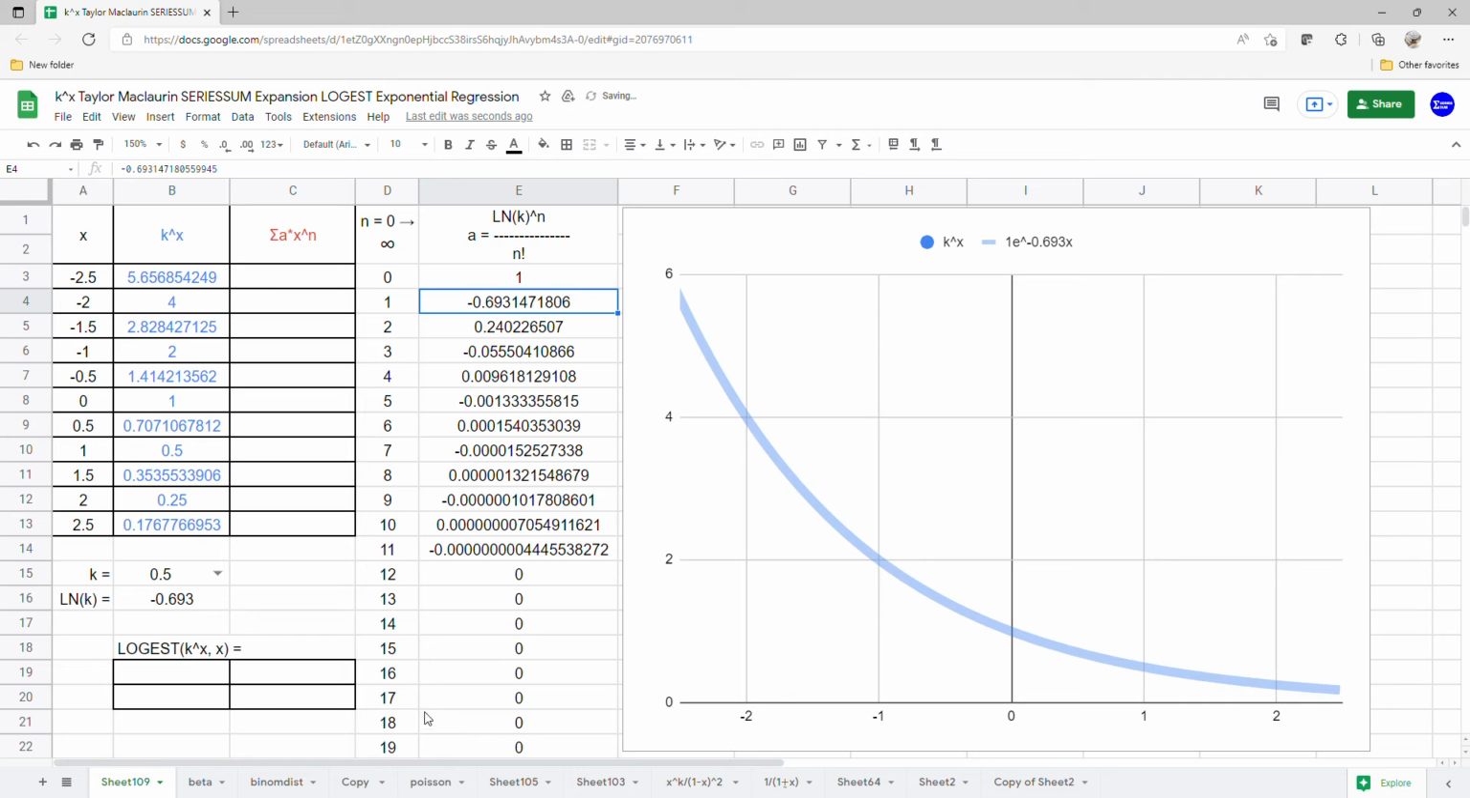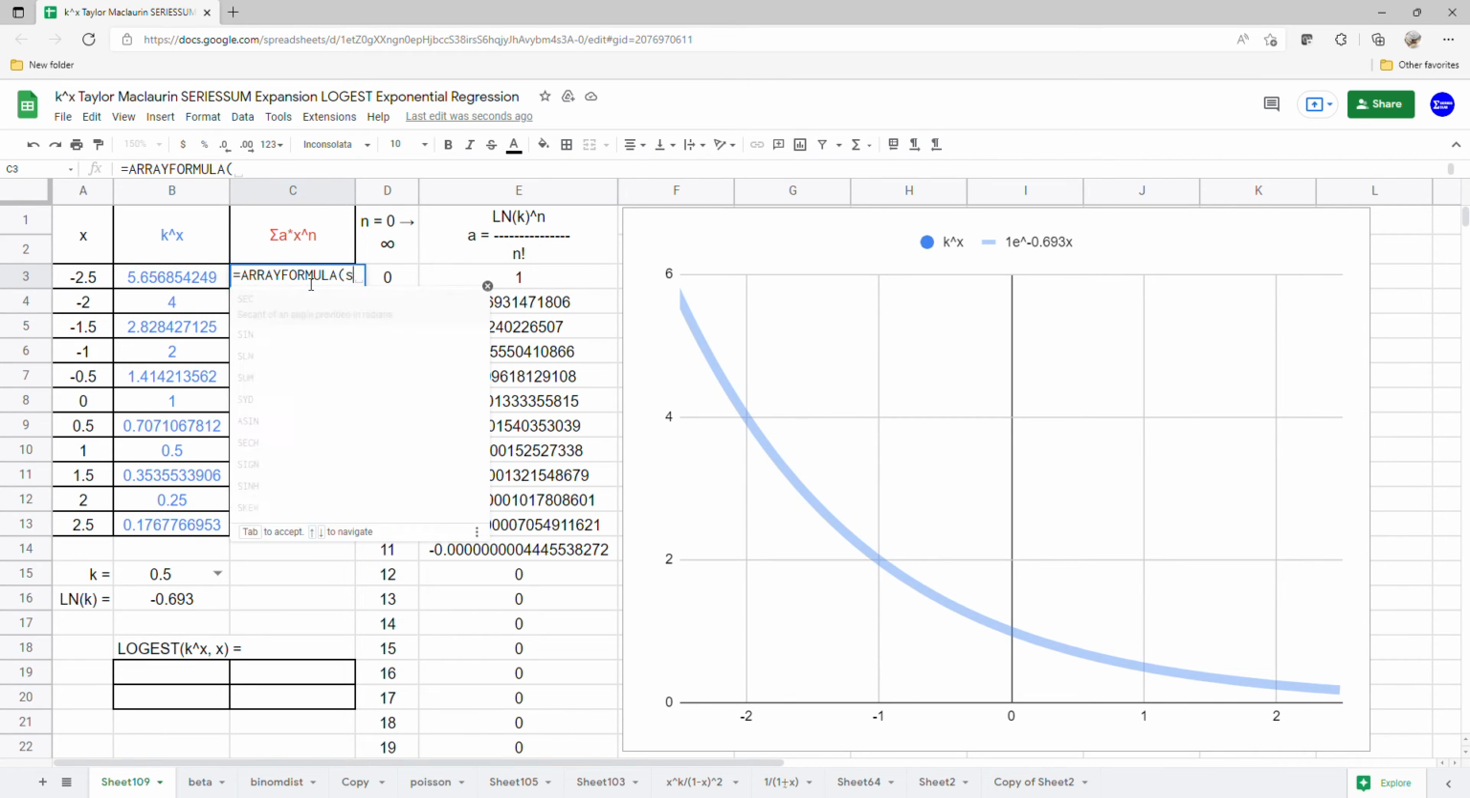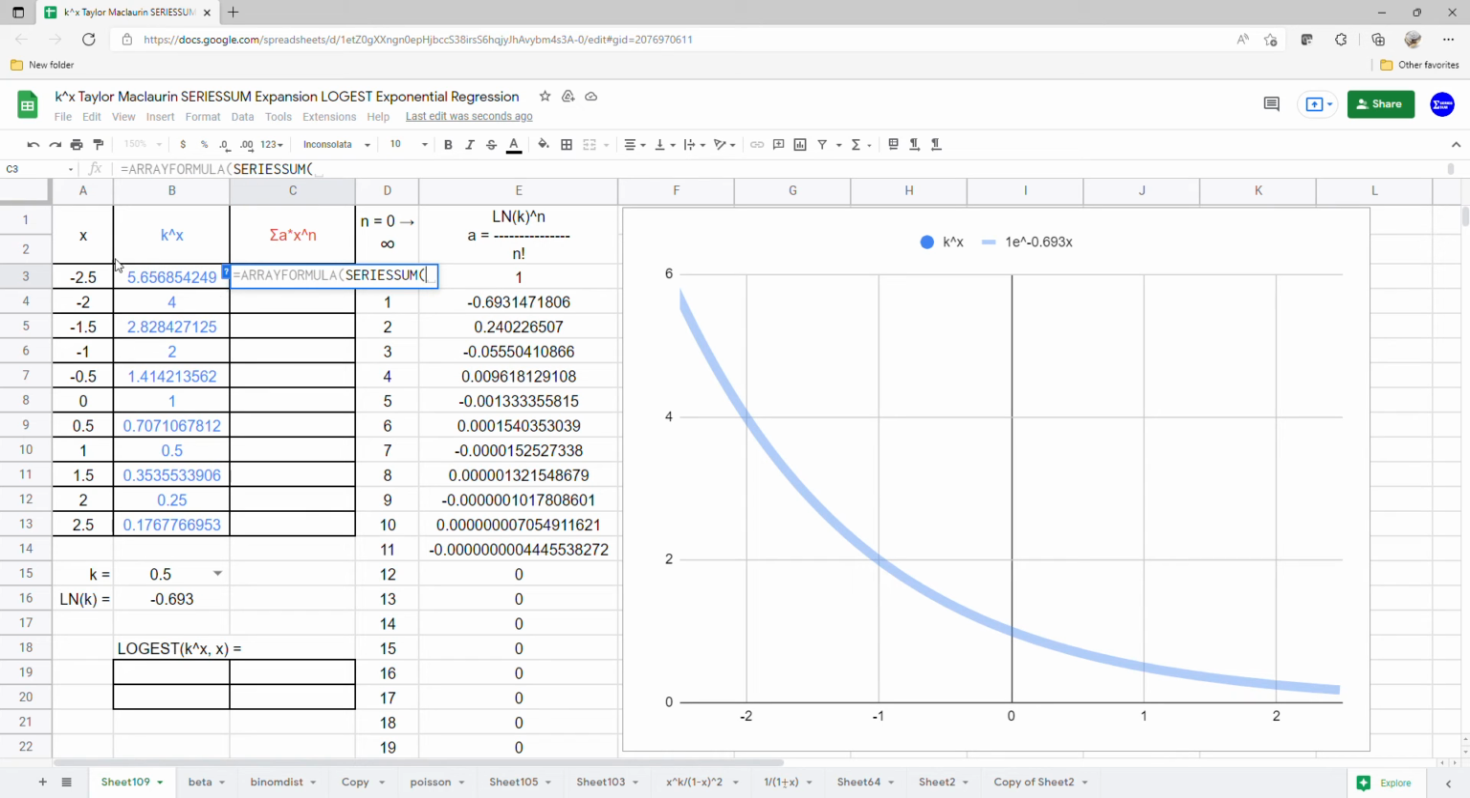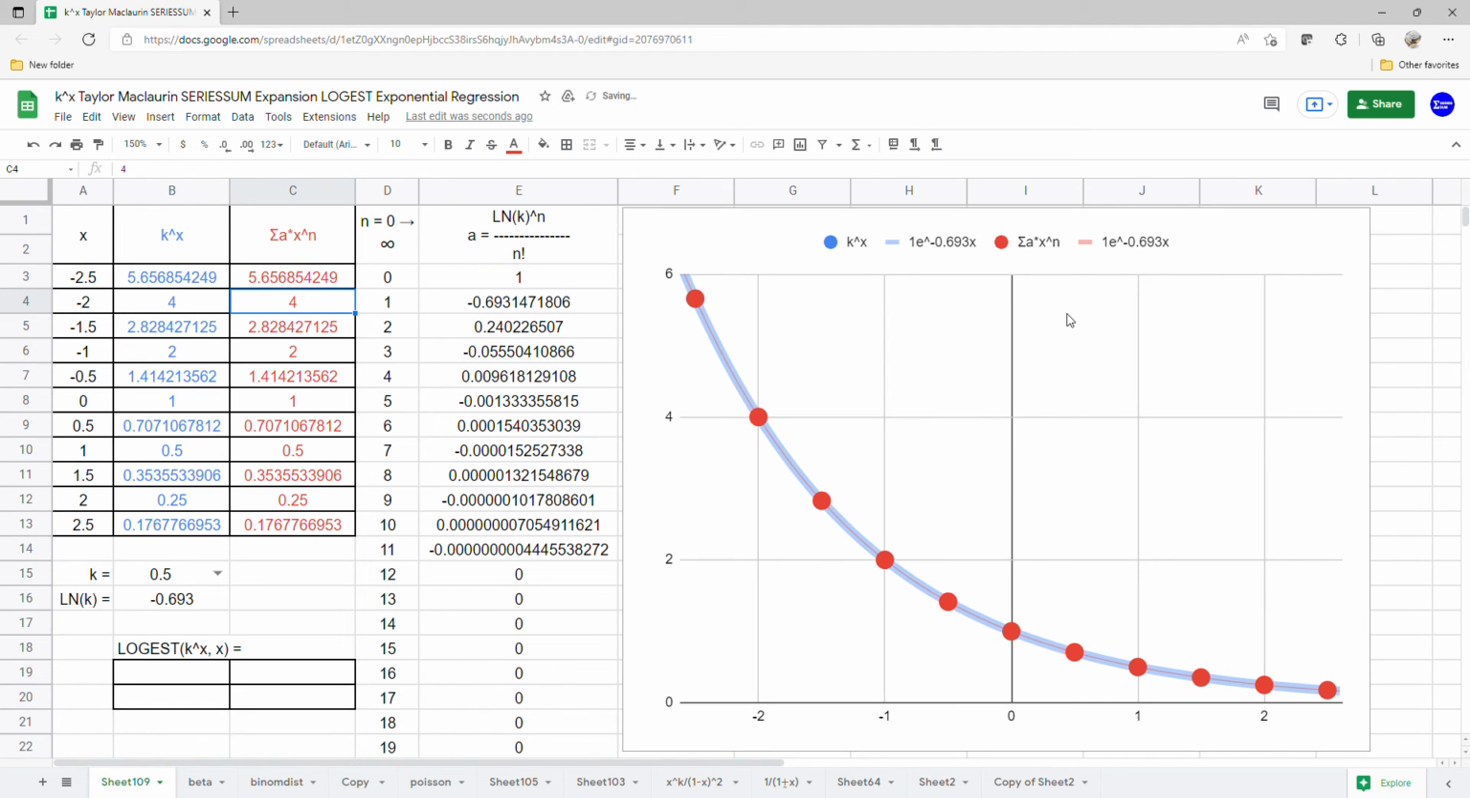And now we can complete the series sum expansion. Array formula, series sum of the x values raised to the power n, where n starts from 0, incremented by 1. And the coefficient will be this range. So here we have the trend line of the expansion in the dotted line. These are the dotted lines. While in blue, we have the function itself of k raised to the power x.